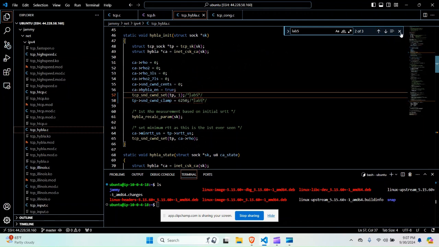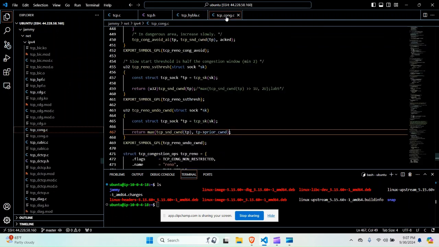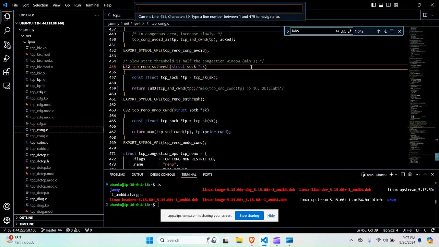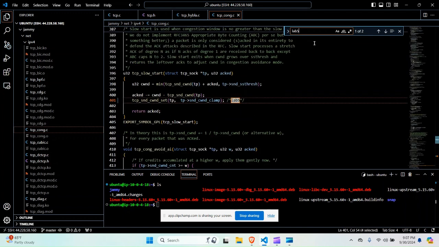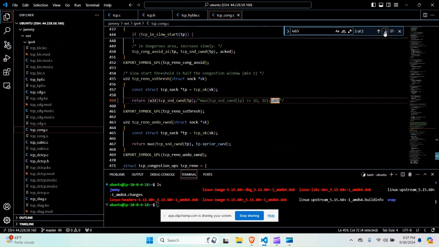And then let us go to TCP conc. TCP conc, it's the same thing. You are trying to set the sender's congestion window to clamp to its maximum value, right? And you return the maximum congestion value itself, instead of choosing a maximum between two values. You just send the maximum congestion value.